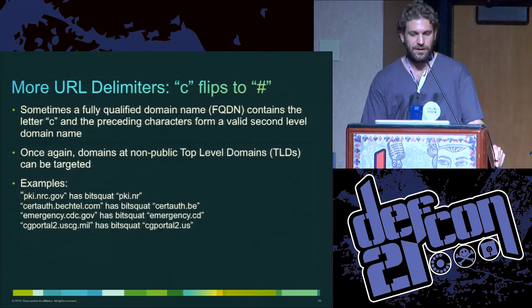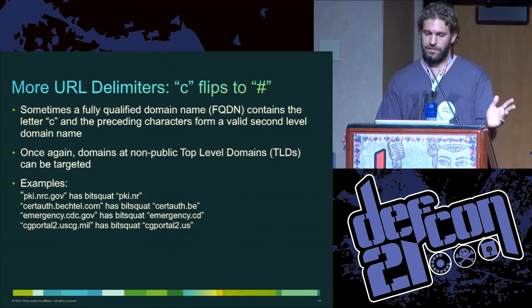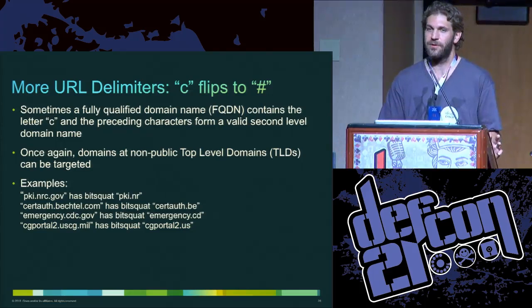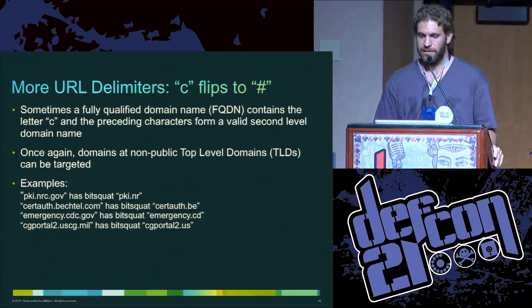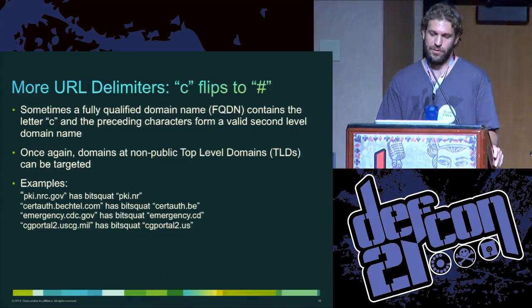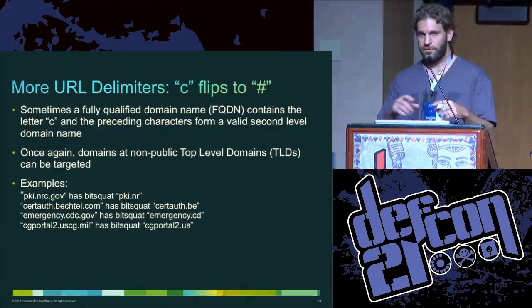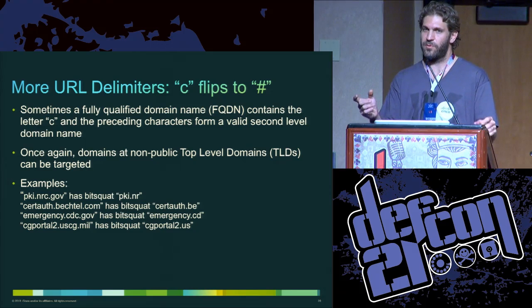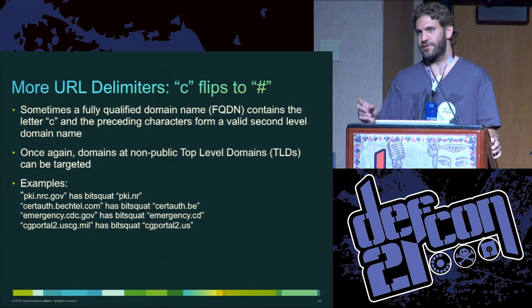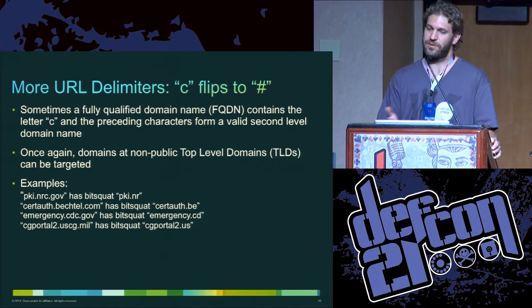Okay, so we've got additional URL delimiters that are possible. The letter C has a relationship with the pound character, and people that work in URLs will be familiar with the pound character. It basically shows you where you've got an anchor tag. So if you can imagine a full host name with a letter C in it at the right place, when that C turns into an anchor tag, it actually cuts short the domain.